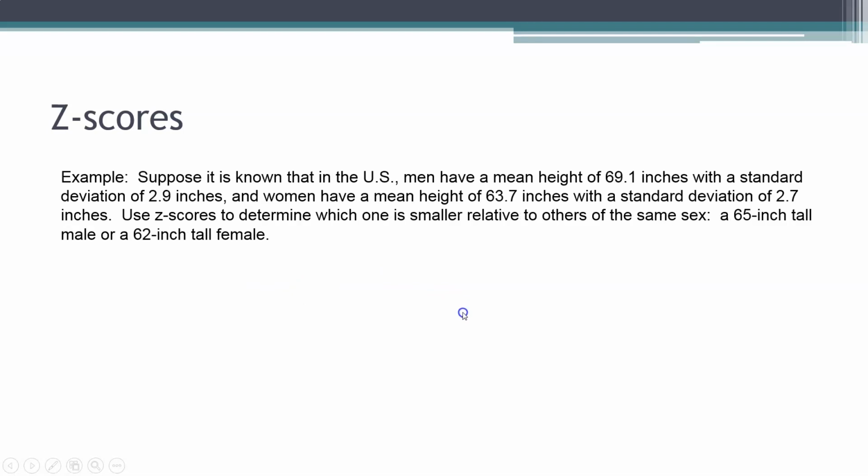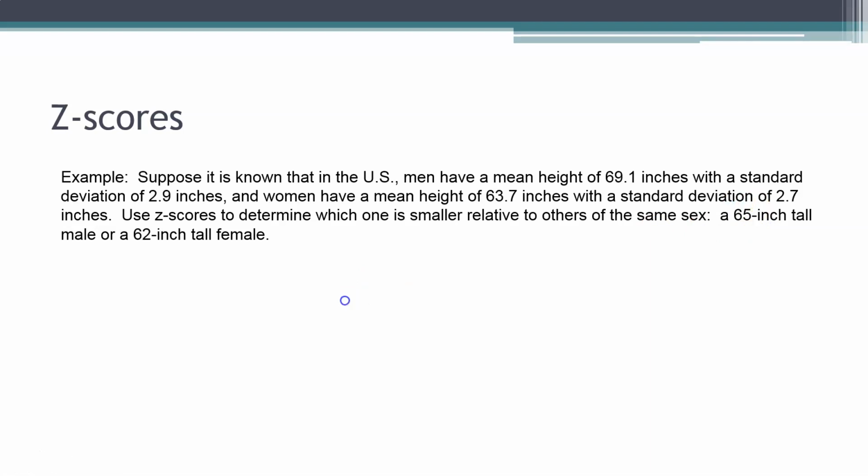So in this example, men in the U.S. have a mean height of 69.1 inches with a standard deviation of 2.9 inches. And we know that women have a height of 63.7 inches on average with a standard deviation of 2.7 inches. So if we want to compare a 65-inch tall male to a 62-inch tall female, this allows us to do that.